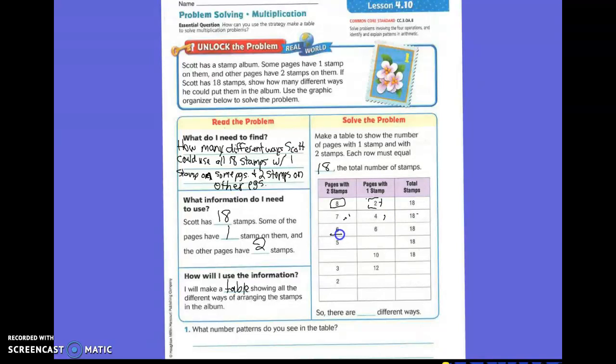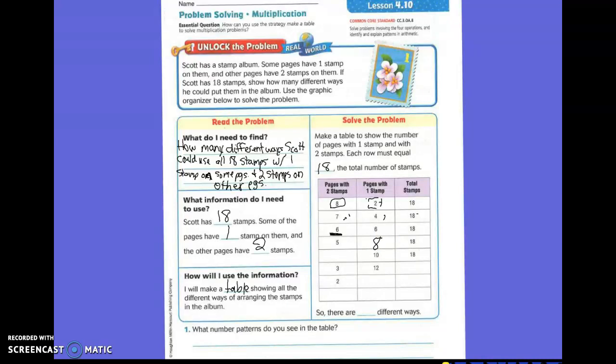6 times 2 equals what? 12. 12 plus 6 equals 18. Okay, 5 times 2 equals what? 10. 10 plus how many ones would equal 18? 8. 8 ones. Okay, no more shouting out. I'm going to have you guys help. Okay, we're going in order here.